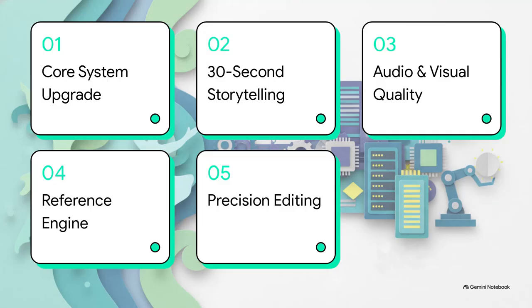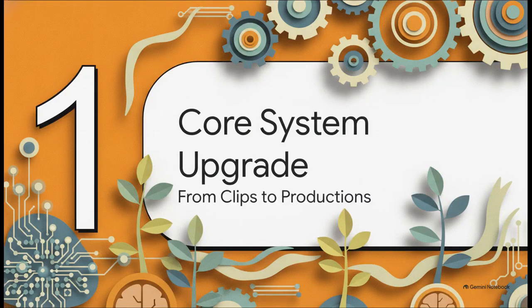To make this as efficient as possible, we've grouped our 20 facts into 5 core pillars: the core system upgrade, 30-second storytelling, audio and visual quality, the ultimate reference engine, and finally, precision editing and control. Let's jump straight in. Pillar number 1, the core system upgrade.